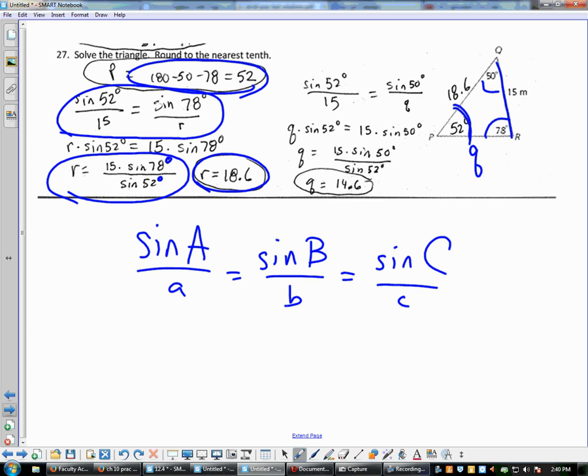All right, now that we know that side, we have one more side to find, and that's Q. That's this side here. So we set up law of sines again. I went back to the sine of 52 over 15 equals sine of 50 now over Q. And when we work that out, we get 14.6. All right, and these are all in meters.